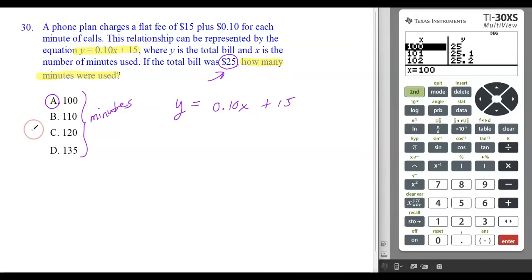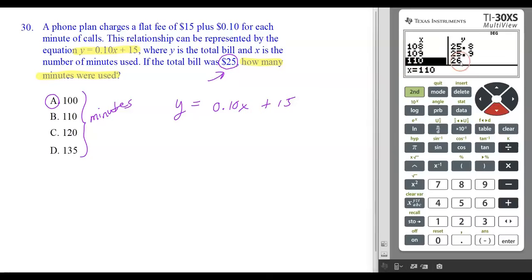Just so you understand further, let's go down to 110. If I go down to 110, the output value is 26. So what this means is that if I use the phone for 110 minutes, it would be $26. But again, A has to be my answer because if I use the phone for 100 minutes, it's $25. As we can see, it just happened to show up right away. So A is my final answer, and I move on. And again, there's other ways to do this, but I find this way to be the quickest.